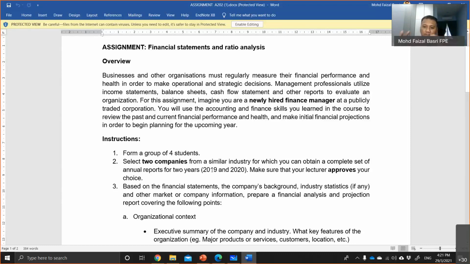But if for one company you use 2019 and 2018, automatically the other company you need to use 2019 and 2018 as well, even though that company already has 2020. Meaning one company has it, another one doesn't. So you need to have a similar time frame. And obviously you need me to approve it. Okay.